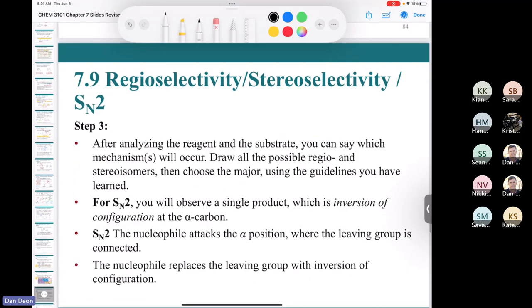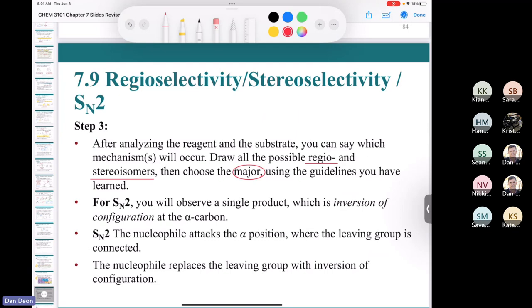So after you've figured out the reagent and the substrate, you can say what the mechanism's going to be. Then you figure out every regioisomer that you can get, all the different stereoisomers you're going to get, and you figure out what the major product is if you're asked for it. Okay. If you're doing an SN2, remember there's an inversion of configuration.